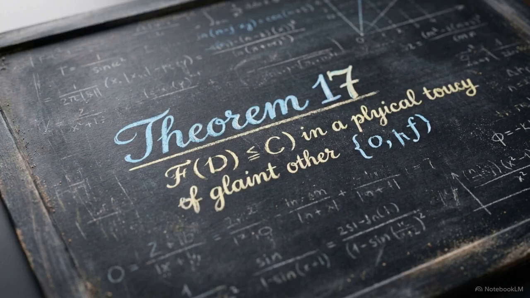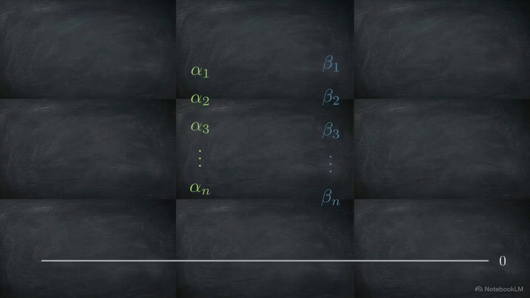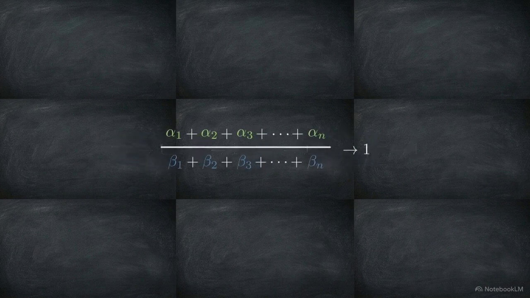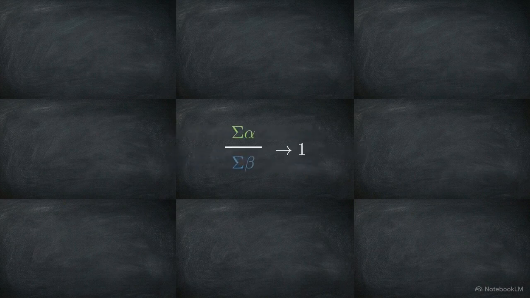The geometric proof depends on an abstract logical prerequisite, Theorem 17 from Kiselev's Foundations. We begin with two sequences of positive numbers, alpha and beta. As the number of terms increases, every individual term in both sequences tends toward 0. If we divide the corresponding terms in each sequence, the theorem requires that the limit of each individual ratio equals exactly 1. Under these conditions, the limit of the ratio of their combined sums also equals 1.